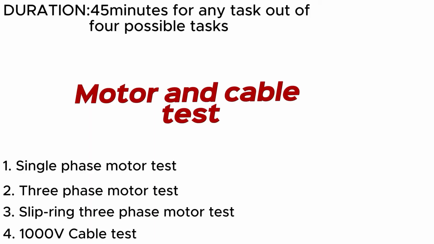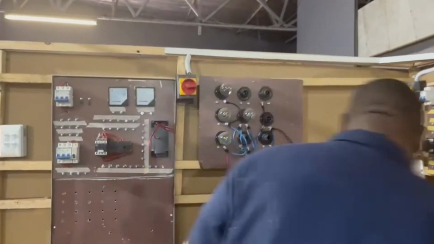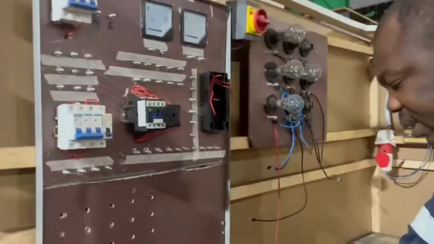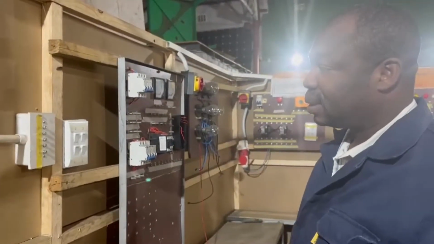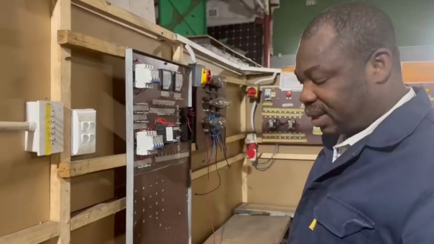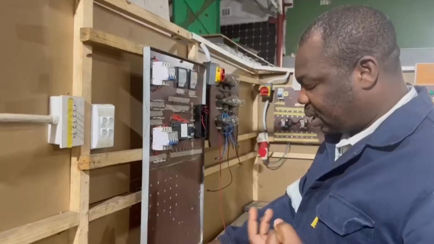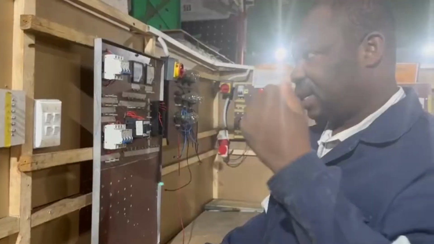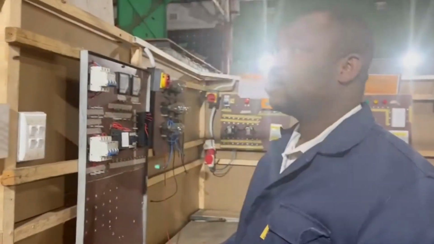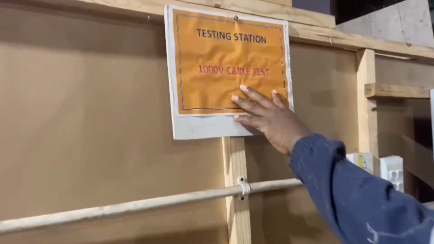Then the 4th session is on testing, the motor test. We have 3 motor tests that can come out. That is, the single phase motor, the 3-phase, and the split ring. Then the 4th one is a 1000 volt cable test.